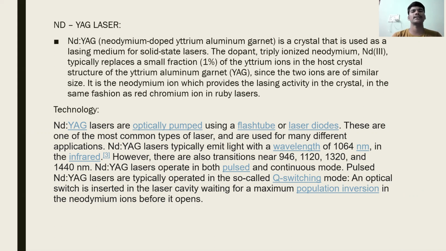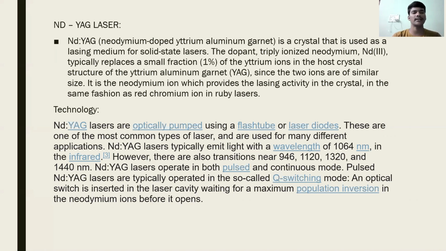The dopant, triply ionized neodymium, Nd3+, typically replaces a small fraction, about 1%, of the yttrium ions in the host crystal structure of yttrium aluminum garnet, YAG. Since the two ions are similar in size, it is the neodymium ion which provides the lasing activity in the crystal, in the same fashion as the chromium ion in ruby lasers. This is the main function that happens in the formation of the Nd:YAG laser.